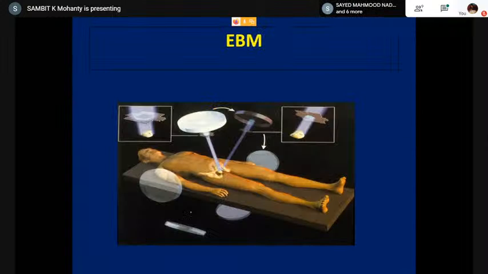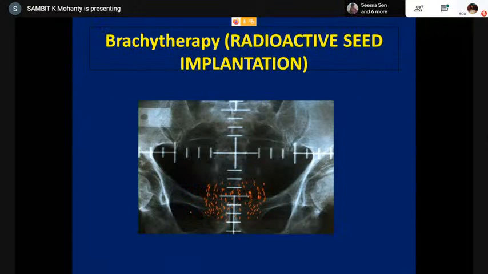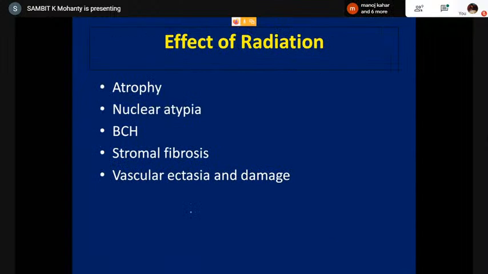Radiation changes. This is the external beam radiotherapy. This is the brachytherapy, with radioactive seed implantation into the prostate. So what you see: atrophy, nuclear atypia. Again, it is symplastic. These are degenerative atypia. Smudging of the nucleus, fraying of the nuclear chromatin, irregular nuclear membrane, no nucleoli. Or you see basal cell hyperplasia, stromal fibrosis, vascular dilatation and damage, fibrin thrombi.